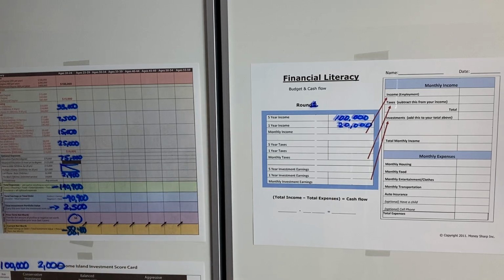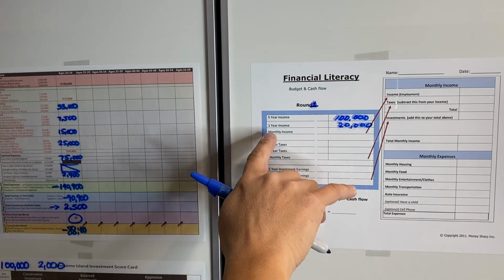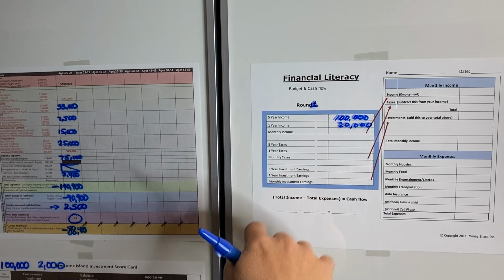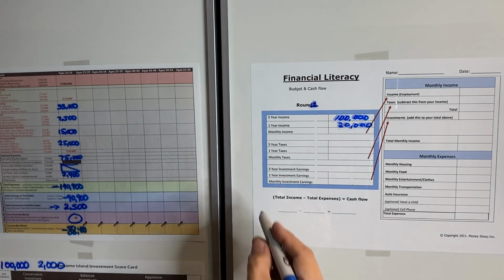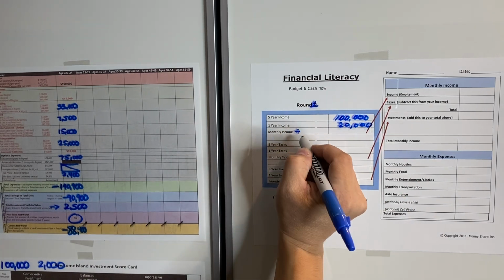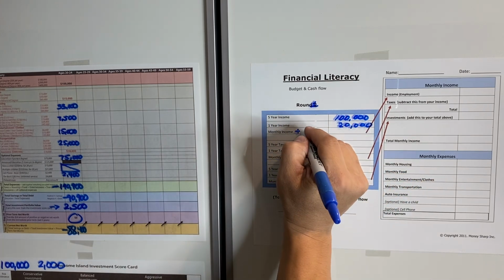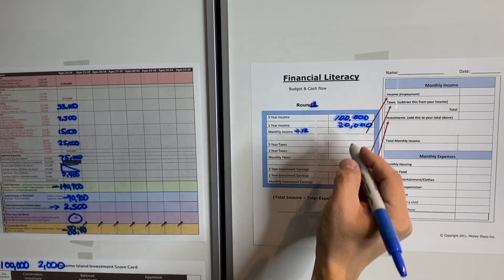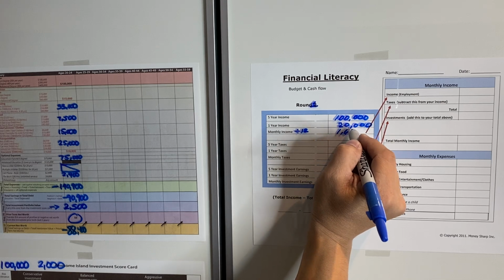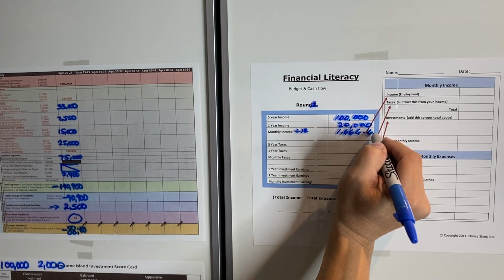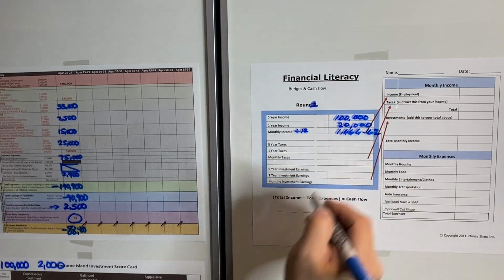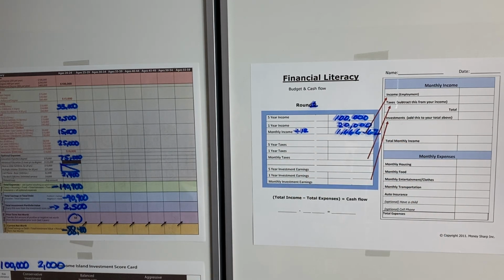That's our number here. Now what we want to do next is figure out what our monthly income is. So how many months do we have in a year? 12. So we're going to take our 1-year number, divide it by 12, and that's going to give us $1,666.67, or 66 repeating.